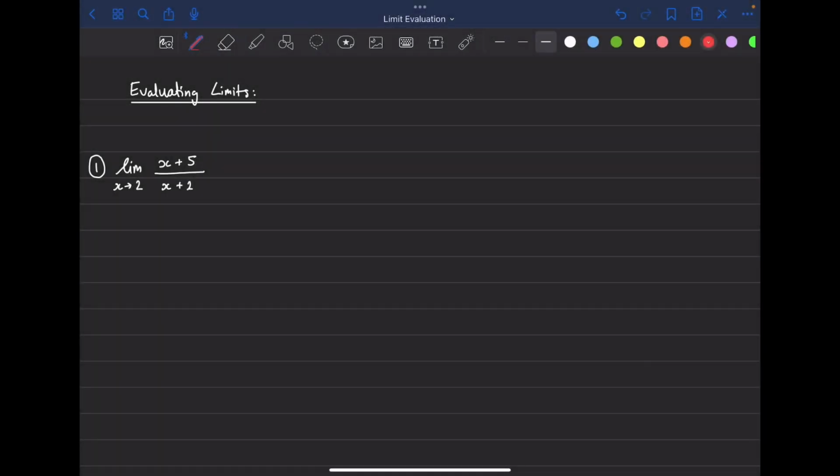Hey, in this class we're going to look at evaluating limits. Before we start any question, what I assume you should already know is how to find basic limits. That could be something like the limit as x approaches 0 of x, and you should already know that this is 0. And also the limit as x approaches 5 of 2 is 2. Something like these two questions you should already know how to solve.